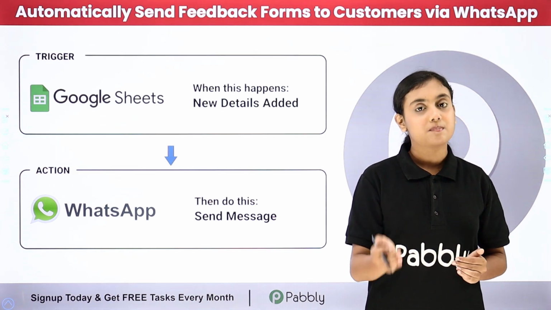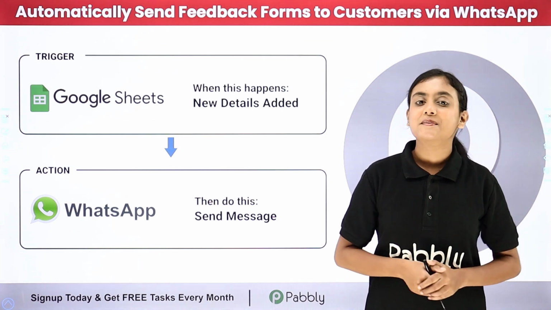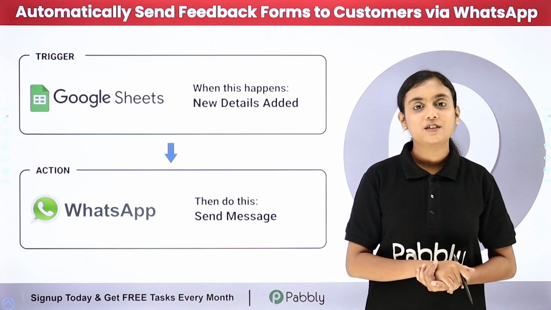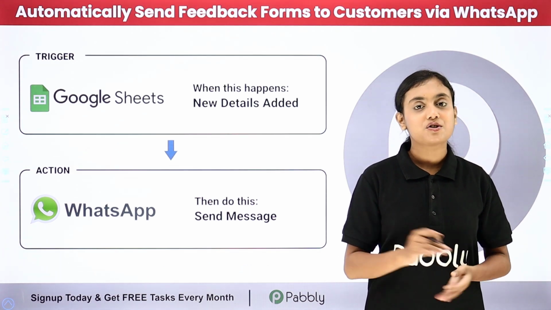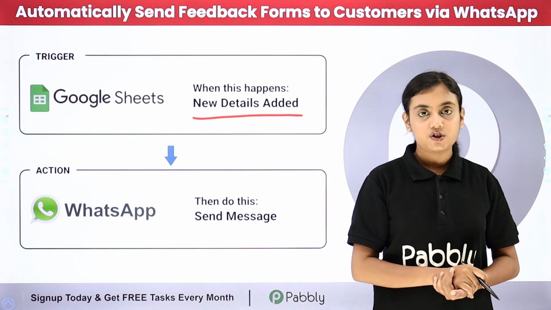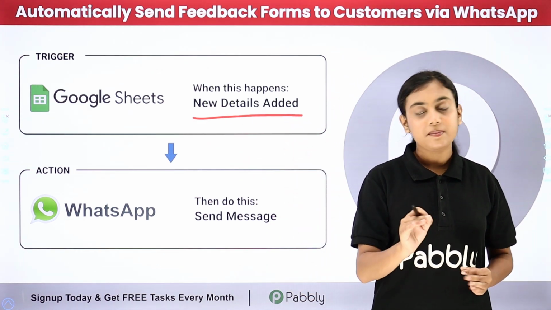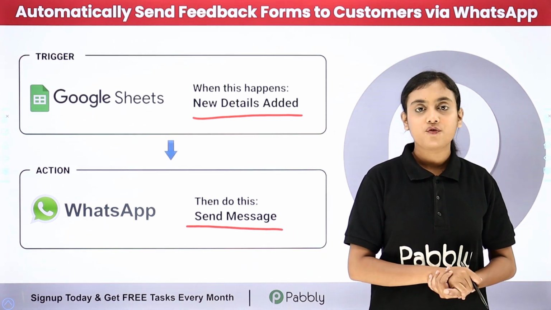And if I do this manually, it is going to take me a lot of time. So what I did was, I simply created an automation using Pabbly Connect, which is an amazing automation and integration software. So in this automation, as soon as I add the details of my customers in Google Sheets, automatically to that same customer, a WhatsApp message is going to be forwarded with the attachment of the feedback form link.